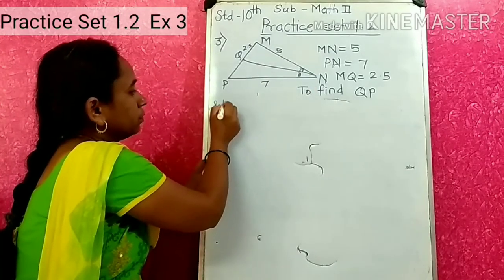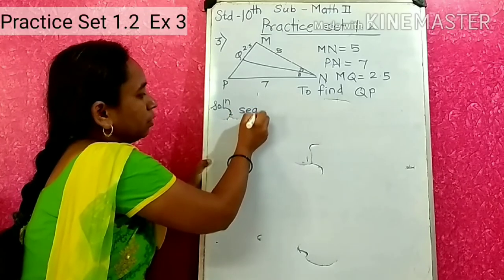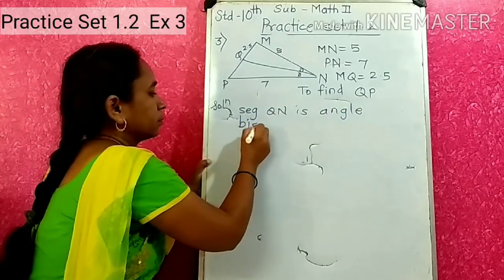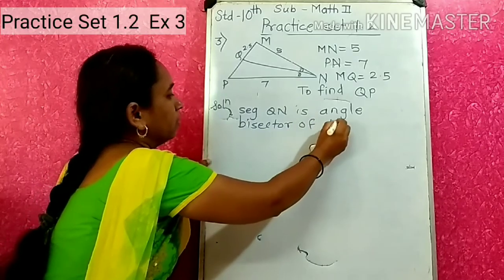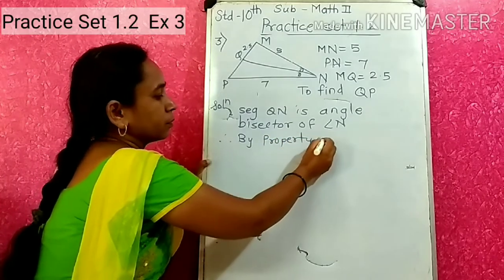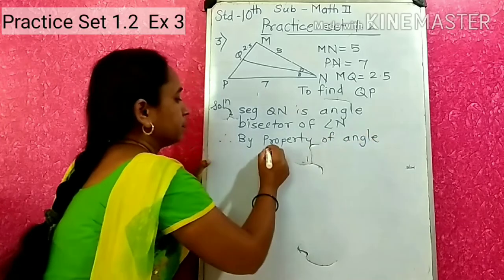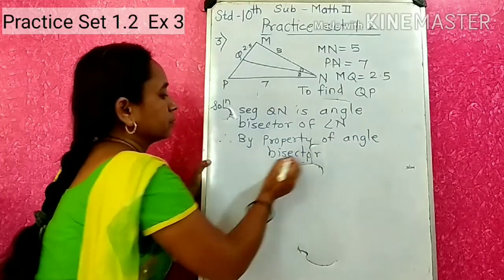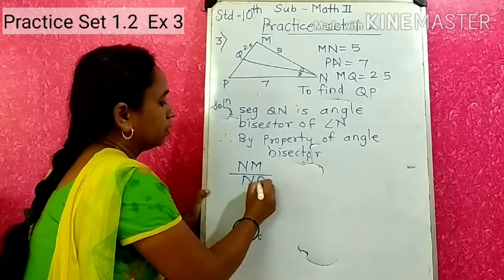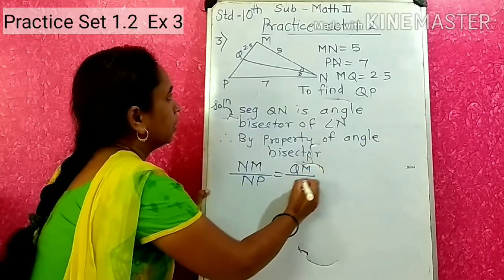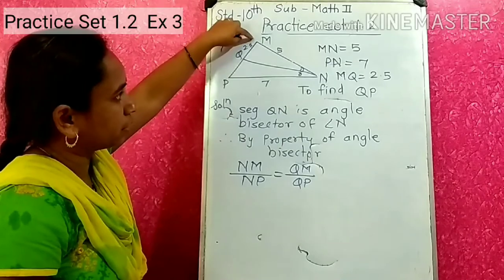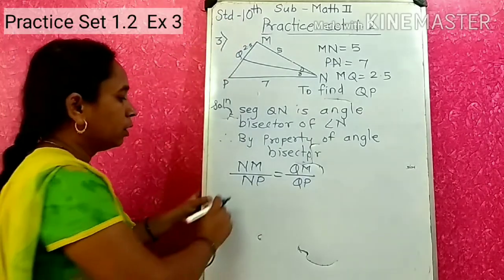So here, solution: segment QN is the angle bisector of angle N. Therefore, by the property of angle bisector, you can get NM upon NP is equal to QM upon QP. If I start from NM, then for the other ratio I have to start from MQ upon QP, or QM upon QP. What are the values?